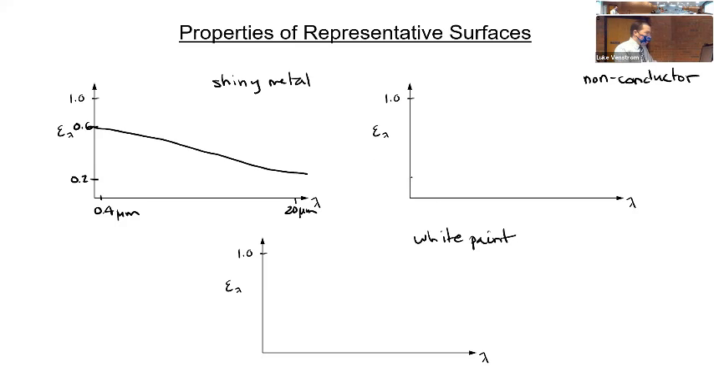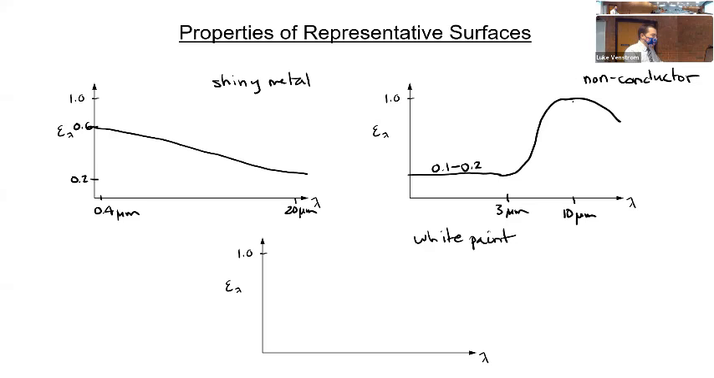The non-conductor also has a typical dependence, and there's a difference in the visible and the infrared spectrum. Non-conductors tend to have something that looks like this, where they have a low value in the visible and near infrared. This might be like 3 micrometers, and this could be 0.1 to 0.2. And then they tend to peak somewhere in the long IR, maybe somewhere around 10 micrometers, and they get really big. They come up to like 0.95. And then they tail off again back to like 0.5 over to the 20 micrometer range.